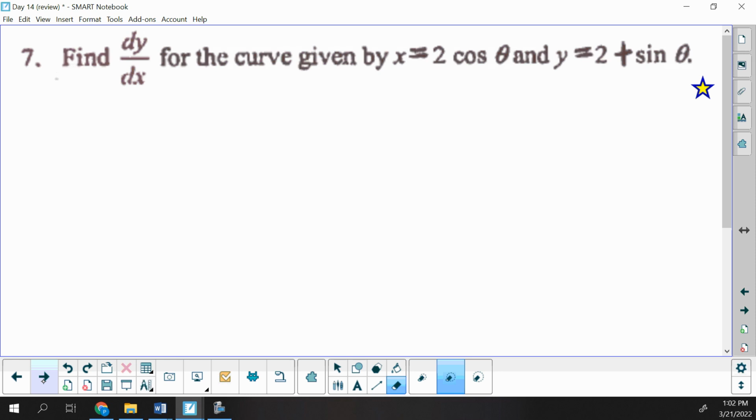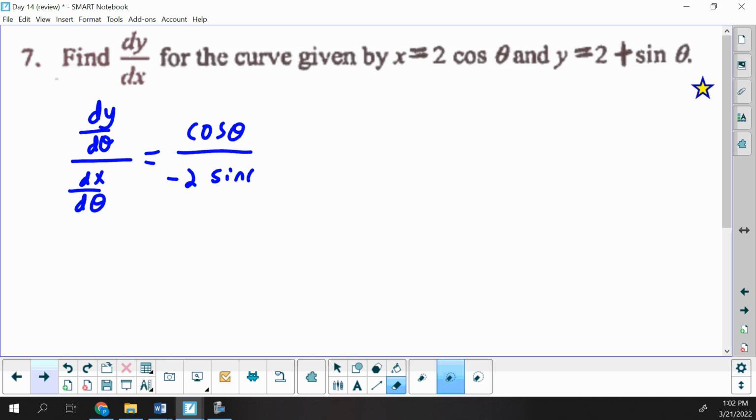So we've got a parametric equation here. We want to find dy/dx. So really we're going to do dy/d theta over dx/d theta. For dy/d theta, 2's derivative is 0, sine's derivative is cos. For dx/d theta, 2 cos theta would be negative 2 sine theta.